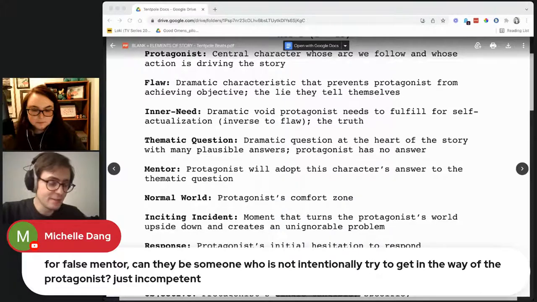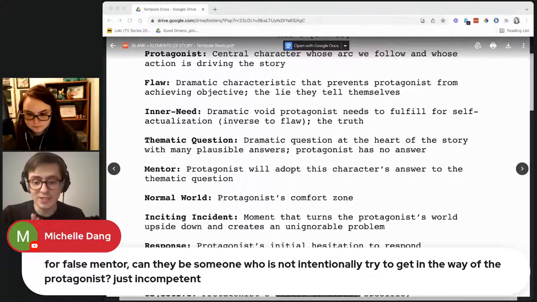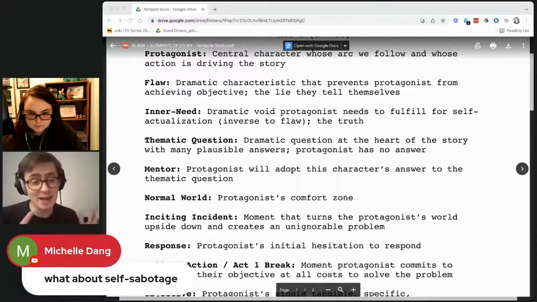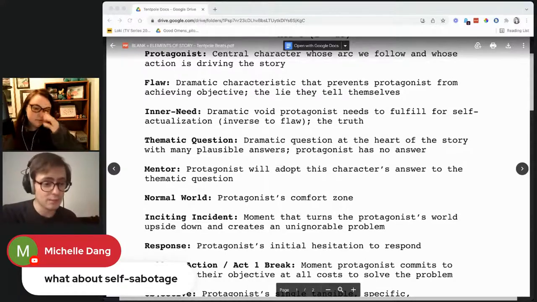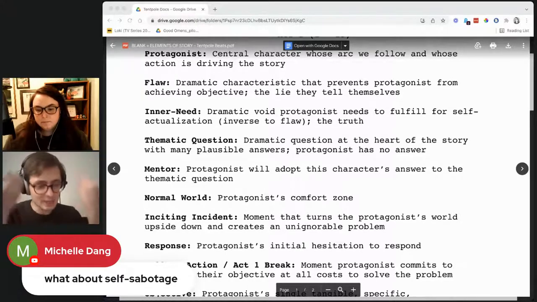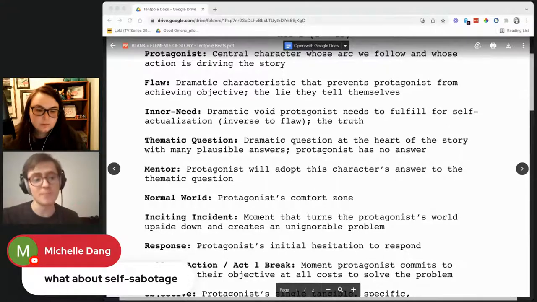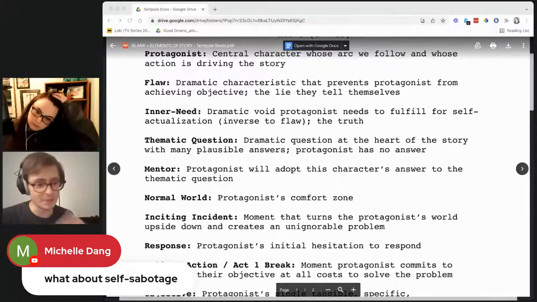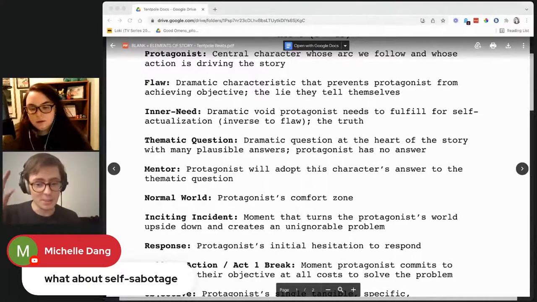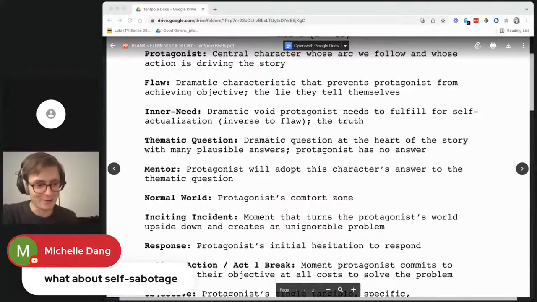For sure. And moving on really quick, self-sabotage. I see that more as leaning into the flaw, right? If you think of it as a lie the protagonist tells themselves about their world, it's a belief about their world that's self-destructive. Just believing and making choices by that flaw could be self-sabotaging. So again, it depends on your story and it depends on your flaw and inner need.